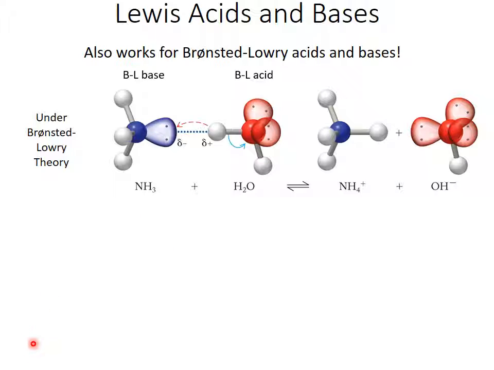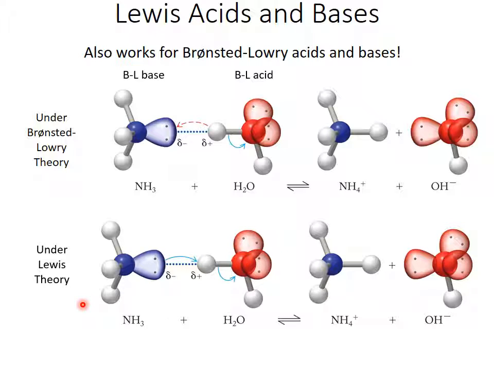But what about under Lewis theory? Under Lewis theory, we no longer look at the proton, we look at the movements of electrons. Here, we would say that the lone pair of electrons on the ammonia donates to the proton on the water, and that takes that proton away from the water molecule. So we donate the electrons, that pushes the electrons from the hydrogen-oxygen bond back onto the oxygen, giving us our products of ammonium and hydroxide. We would call ammonia the Lewis base because it is donating the pair of electrons, and we would call water the Lewis acid because it is accepting the electrons.